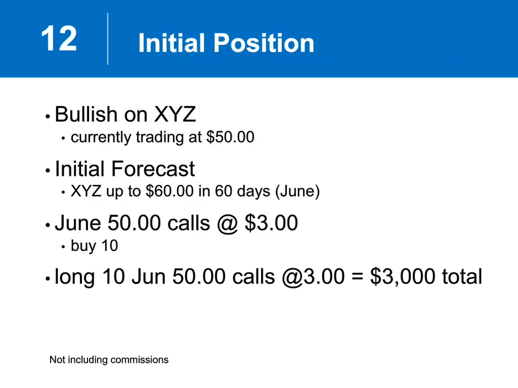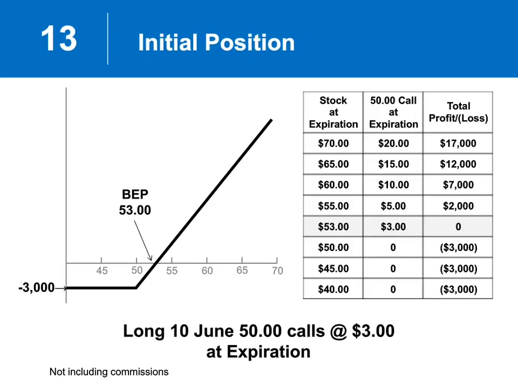So what we decide to do is initiate a June 50 call position. We buy 10 June 50s for $3, so we're going to commit a $3,000 investment to this position. And here's how it looks: the good old hockey stick P&L chart. You can see the horizontal line that goes out to the left there. We've committed $3,000, so that's our maximum loss.